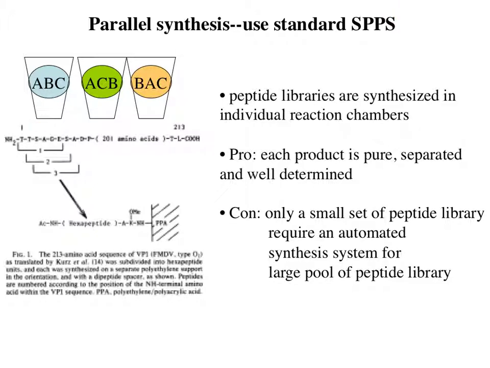In terms of parallel synthesis, you can use solid-phase peptide synthesis. In parallel synthesis, peptide libraries are synthesized in individual reaction chambers, shown here. The benefit is that each product is pure, separated, and well determined. The identity of each structure is known. The con for this is that only a small set can be generated as a peptide library, because you're limited by your reaction chambers and how you can add all the reagents per reaction chamber. So for this to be used to make large libraries, you need an automated synthesis system for large pools of peptide libraries.